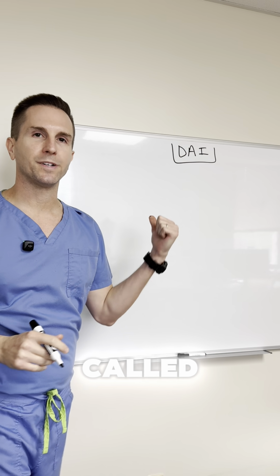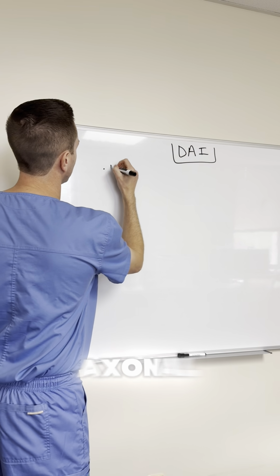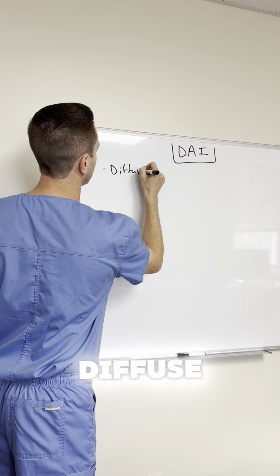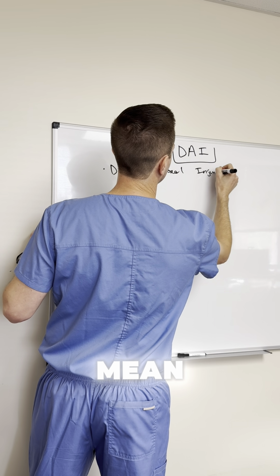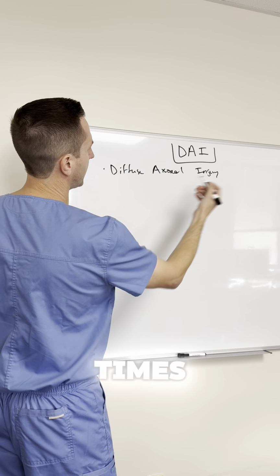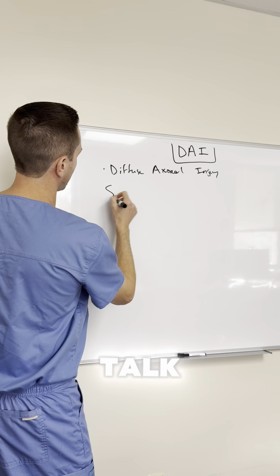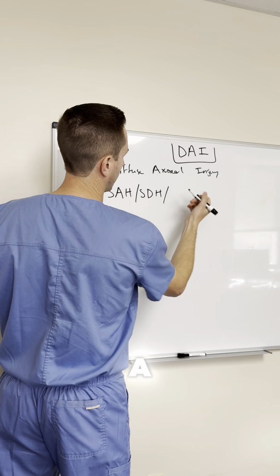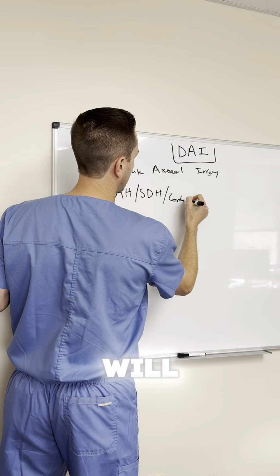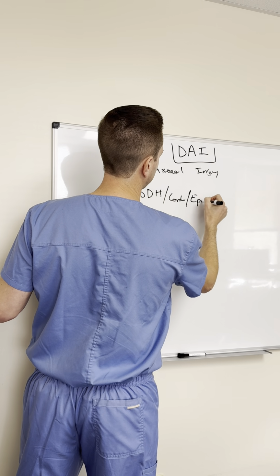Talk about a brain injury called DAI, diffuse axonal injury. Diffuse axonal injury. So what does this mean? Well, a lot of times in traumatic brain injured patients, we talk about subarachnoid hemorrhage, subdural hemorrhage, a contusion, if you will, or an epidural.